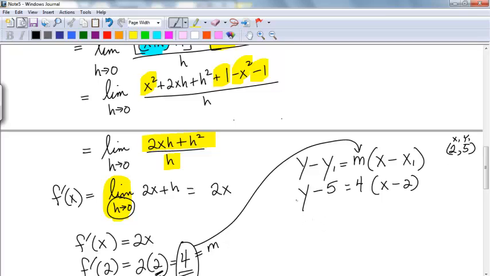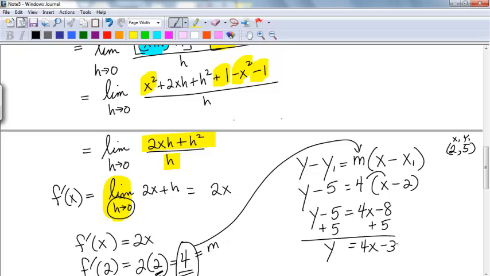So let's find the whole equation of the line. We know the point and we know the slope. So we'd have y minus 5 equals, multiply this out, 4x minus 8, add 5 on both sides, and y equals 4x minus 3. You agree with that? Okay, now we can check it on the calculator.